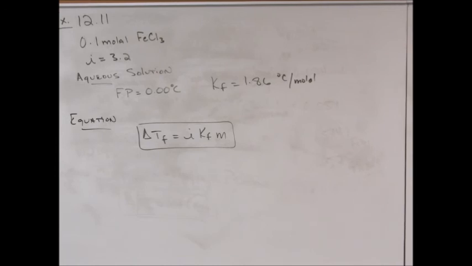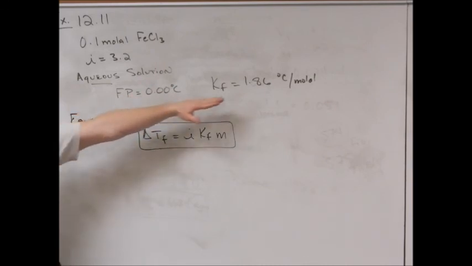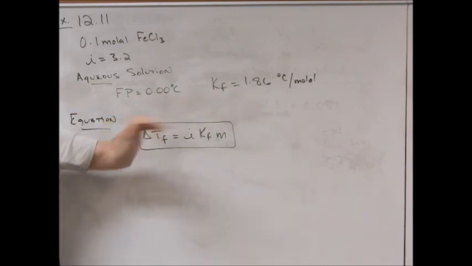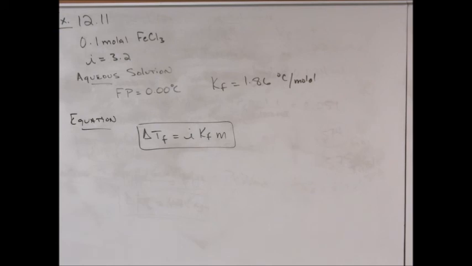Just be careful. These problems sometimes are very short statements, but they have key phrases. They gave us the van 't Hoff factor. They tell us it's aqueous. If it's aqueous, that means we're dealing with a freezing point at 0. We need the KF for that. We need to find that data to bring it into the problem. Now, once we have it, it's a quick multiplication to get the delta T.